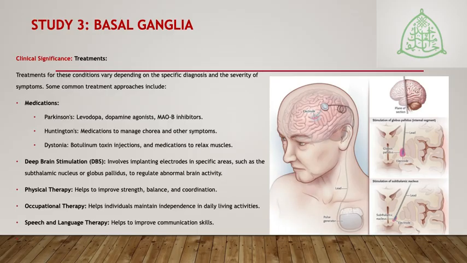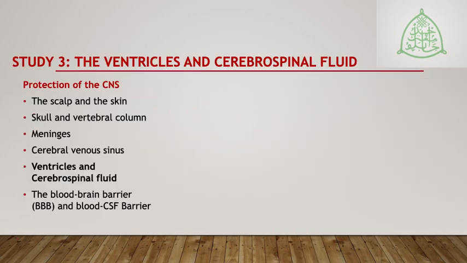Others include physical therapy to strengthen muscles and also enhance the memory of those muscles, and also occupational therapy, which helps individuals maintain independence in their daily lives, and also speech and language therapy to improve their talking. So next, we are going to talk about the ventricles and cerebrospinal fluid.